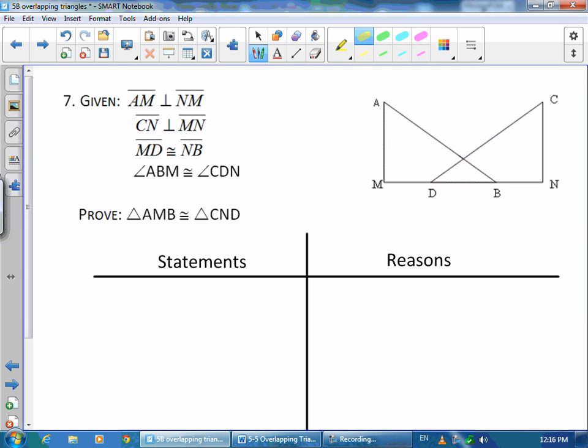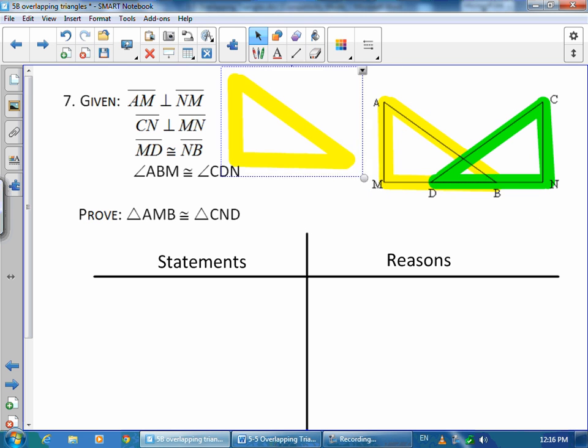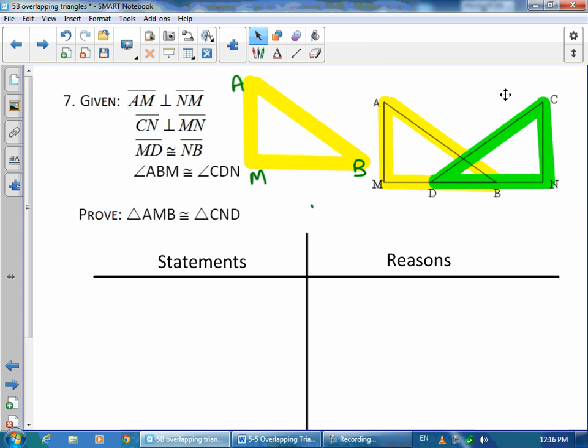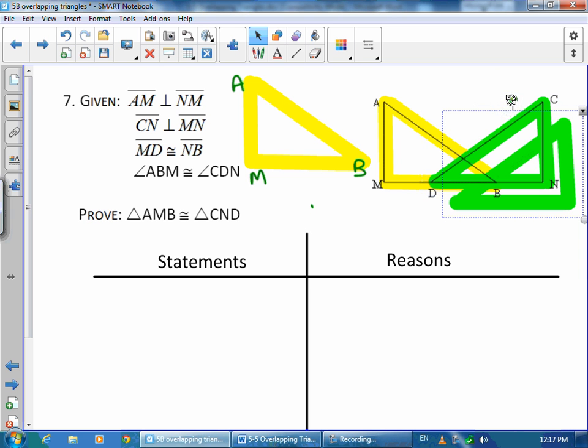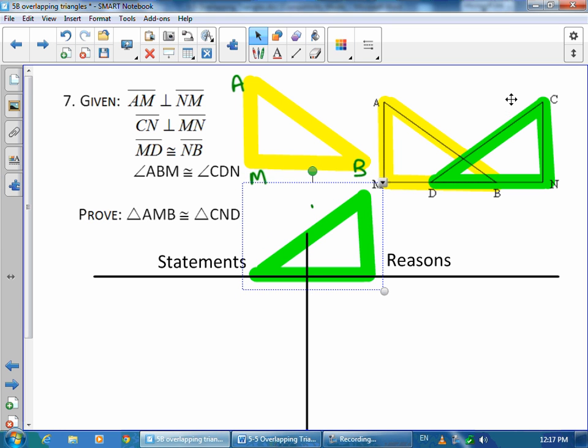So let's highlight what we have. Triangle AMB is congruent to triangle CND. So you can see that they overlap. So let's take them out so we can see it better. I want you to redraw it right now as I'm doing this. So A, M, B. Redraw the other one. Put it here. This is C and D.